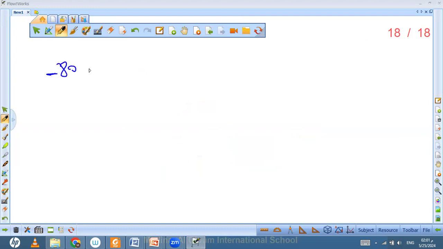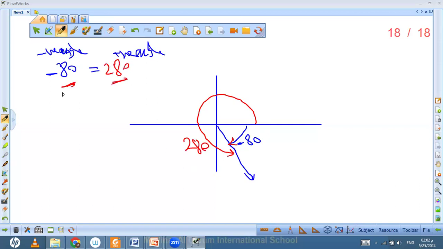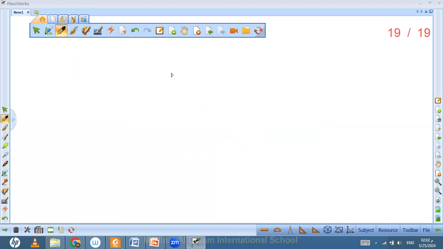Negative 80. This is a negative angle. I need the equivalent positive angle. How can we do it, guys? Let us see. If I move until here, 80, this is negative 80. I accept. Now I need the positive measure. Look at this one. I'll move in the opposite direction until I reach here. It's what? This one negative 80 and this one 280. Their sum must add to 360. Okay, guys.